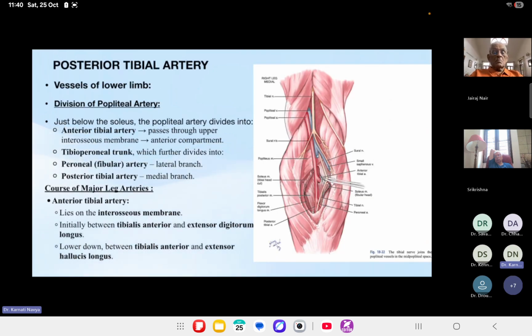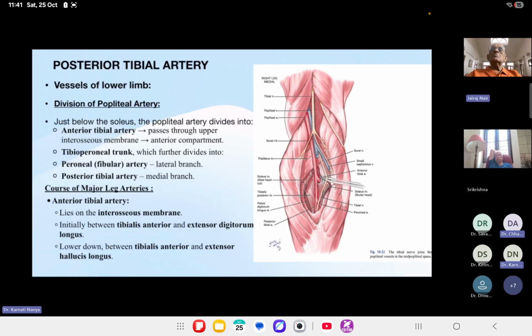Then comes the posterior tibial artery. The vessels of the lower limb: division of the popliteal artery. Just below the soleus, the popliteal artery divides into the anterior tibial artery, which passes through the upper interosseous membrane into the anterior compartment of the leg, and the tibioperoneal trunk, which further divides into the peroneal artery, the lateral branch, and the posterior tibial artery, the medial branch.